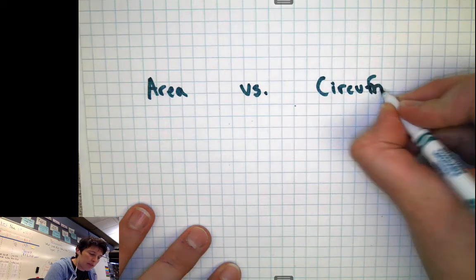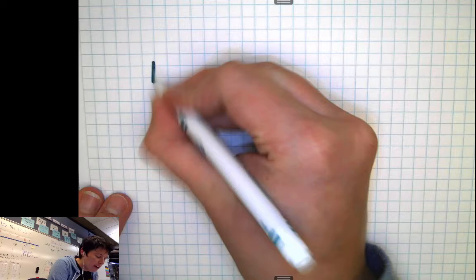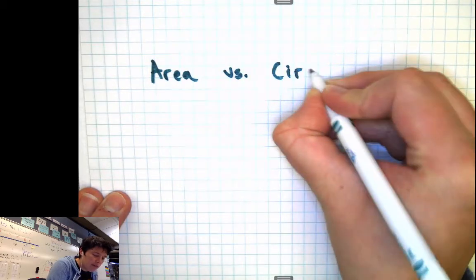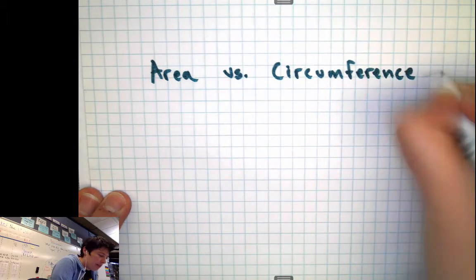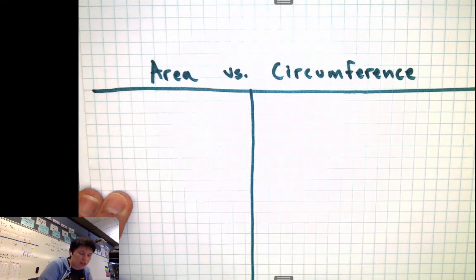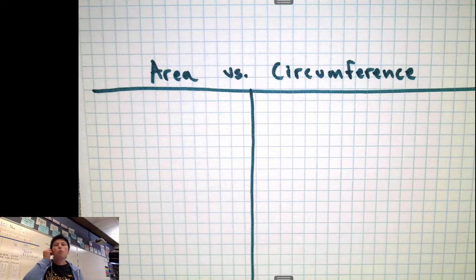Oh geez, I'm spelling things wrong. Let's start that over. That doesn't look very nice. So we're going to write area versus circumference. There we go. How did I misspell that? I don't know. All right, so we're going to split this down the middle, kind of T-chart this. That'll be my setup. And I kind of want to get into what do we know.